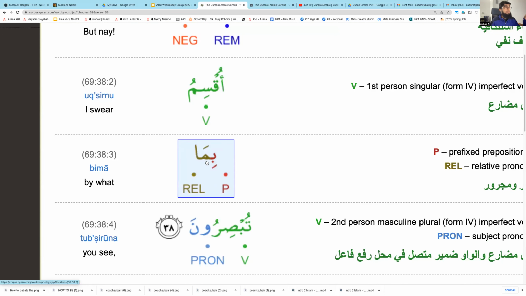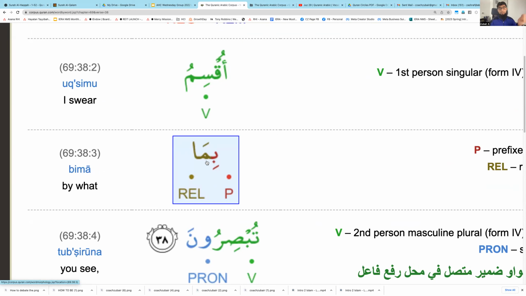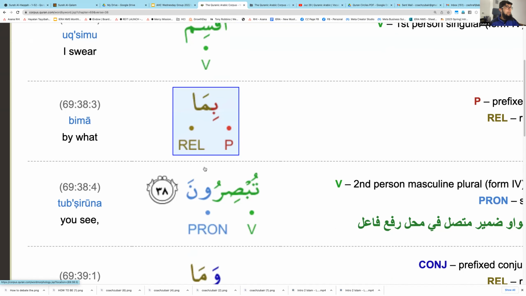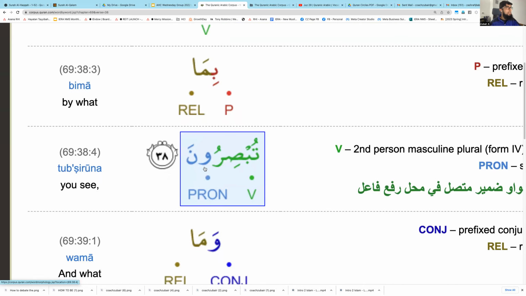Bima. By what? By what? Okay, so this is very common, very famous. So be is with or by, right? So that's just like a harf, it's a particle, it's a preposition. So it means be or with. Okay, so we see this, for example, in bismi, right? So bismillahi, bismi, in the name, right? Or by the name. So be is again a prefix. It can have several meanings depending on the sentence. Ma is for what. Okay, bima, for what or by what.